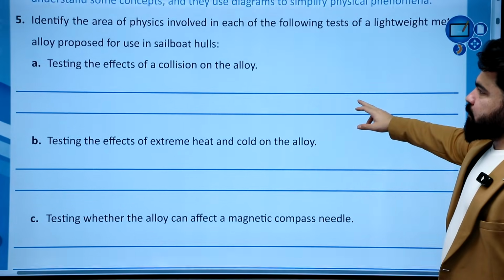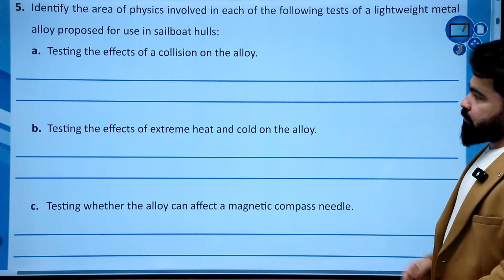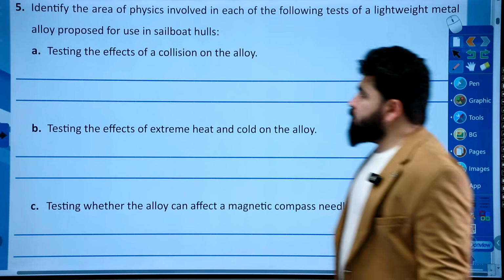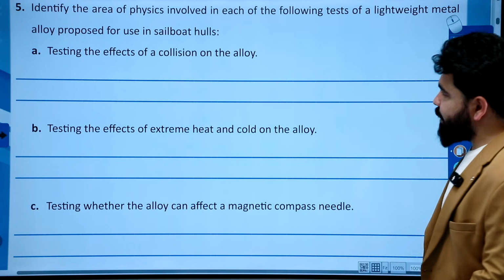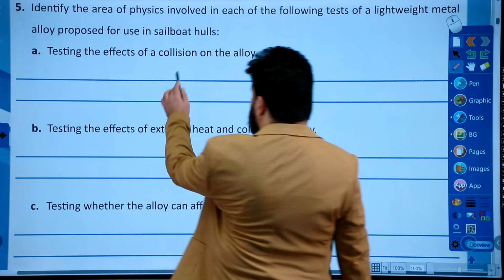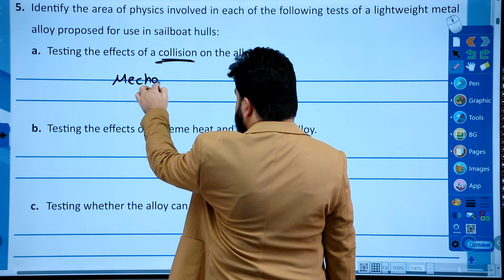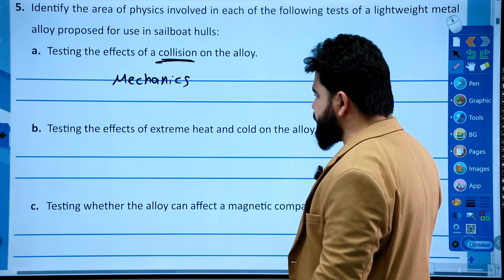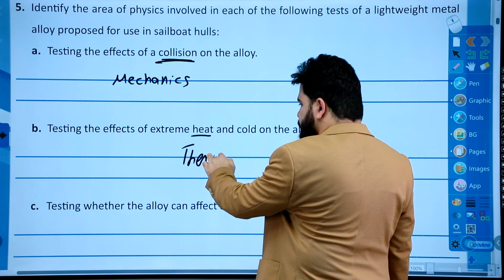This question is important because it says identify, it's related to the second question, but differently. It says identify the areas of physics involving each of the following tests of a lightweight metal alloy proposed for use in sailboat hulls. A, testing the effects of collision, because you have collision, so this is related to mechanics. Be careful. Question B, testing the effects of extreme heat, because you have heat, so it's related to thermodynamics.